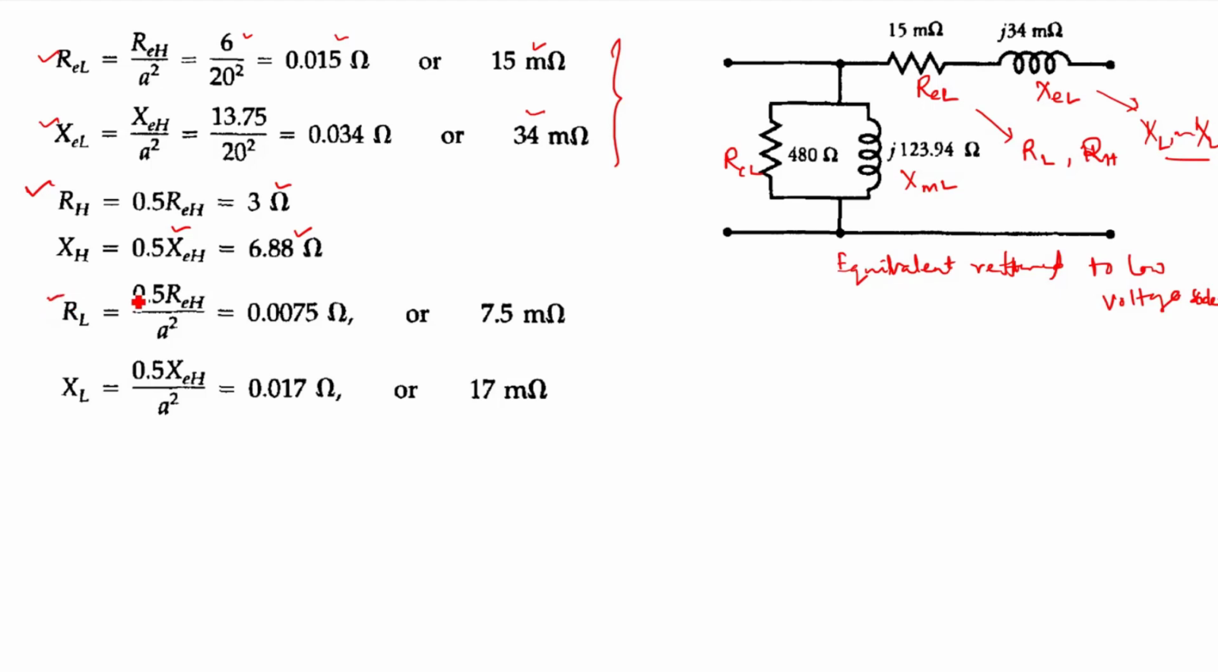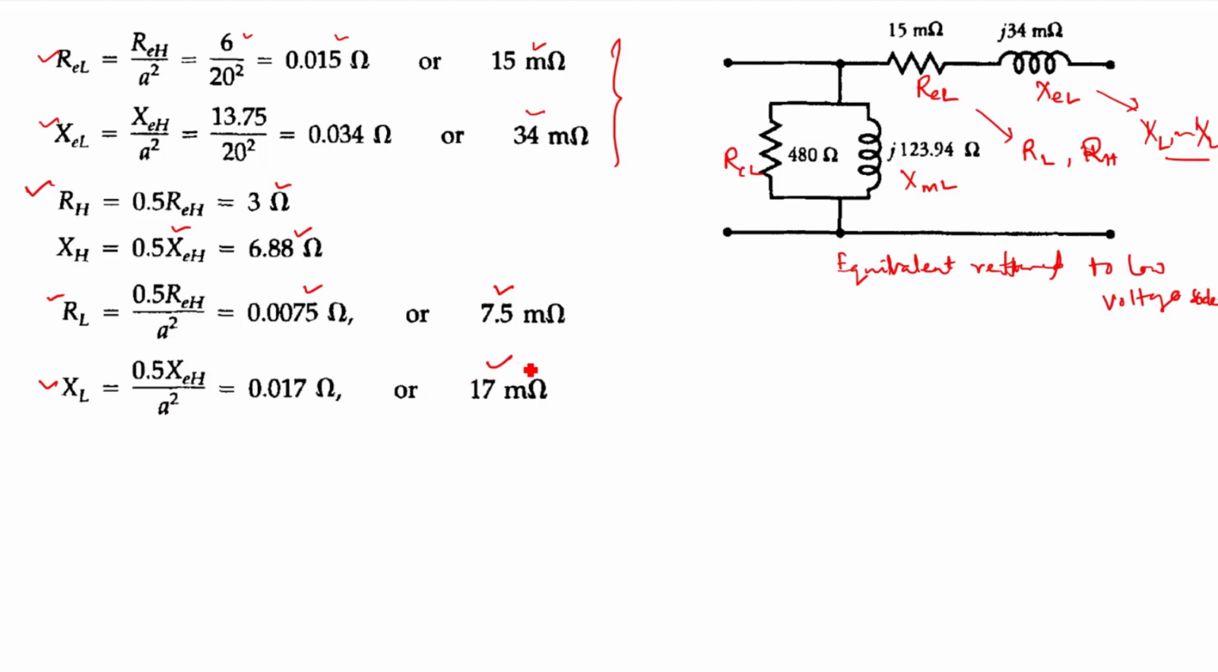So RL will become 0.5 REH by A square, because A square RL is 0.5 REH. So now it becomes 0.0075, that is 7.5 milliohm. And XL also becomes 0.5 XEH by A square, it is 17 milliohm.